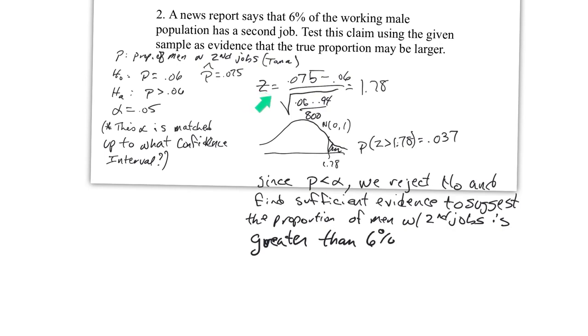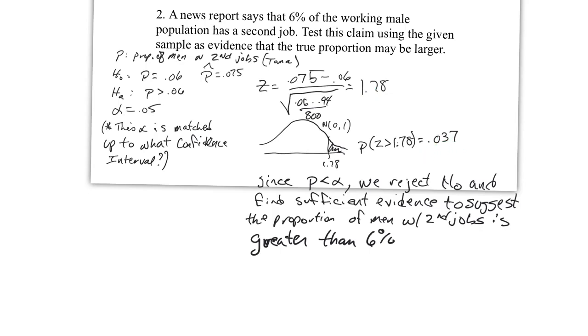Okay, so z is equal to p hat minus p naught, which is our null. We say 0.075 minus 0.06, divided by the standard error, the standard deviation of that statistic, and we end up with z is 1.78. So the probability that z is greater than 1.78 is this area here, with a standard normal distribution, because we've now calculated the test statistic.